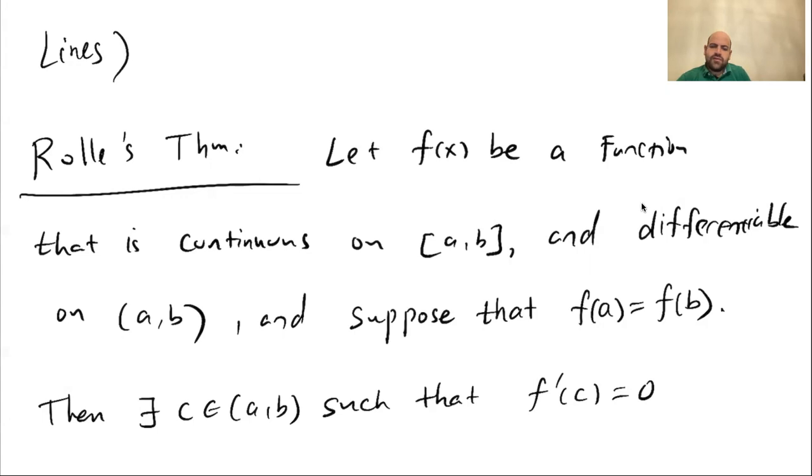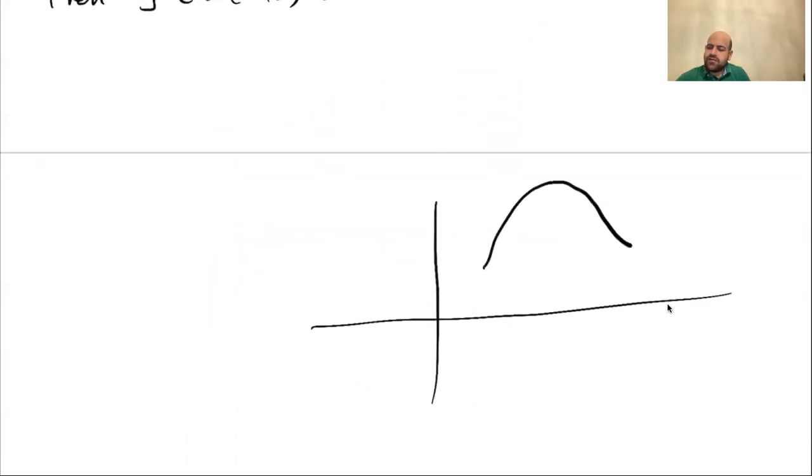So we have a function which is differentiable between a and b, and f of a is also equal to f of b, which means the function values at the endpoints are the same, which means the function has the same height at the endpoints. So let's say this is a and this is f of a. Then it will have the same height at b.